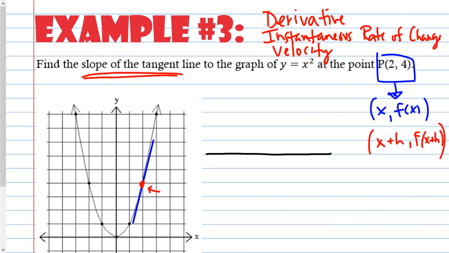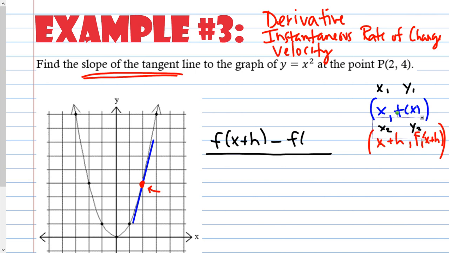Right? So y2. Okay, so let me go ahead and label these. Maybe that'll help. So this is my x1, and this is my y1, and this is my x2, and this is my y2. So y2, so f of x plus h minus y1, which is f of x, over my x2, which is x plus h minus my x1. So there's my slope formula. Hopefully you could see that this x and this x cancel out. Right? So now I just have a little bit of a simpler equation, but no big deal.